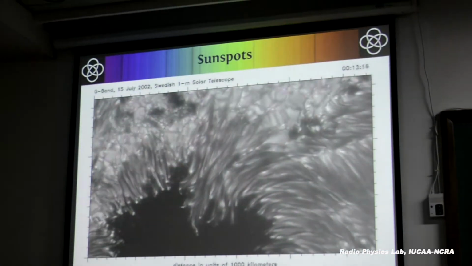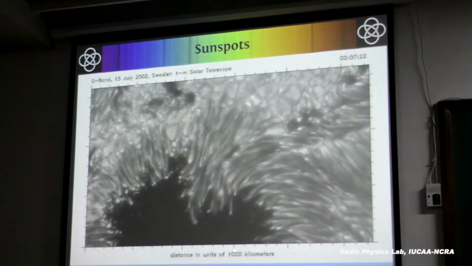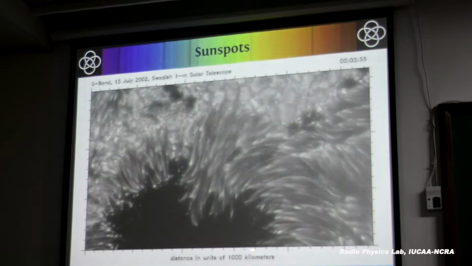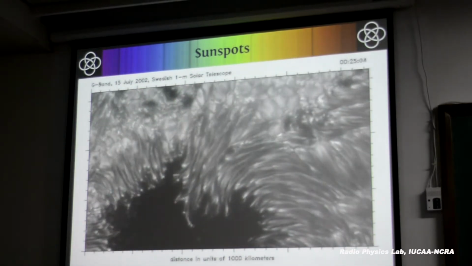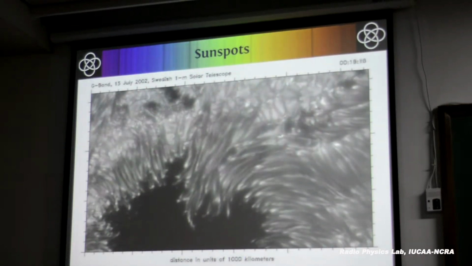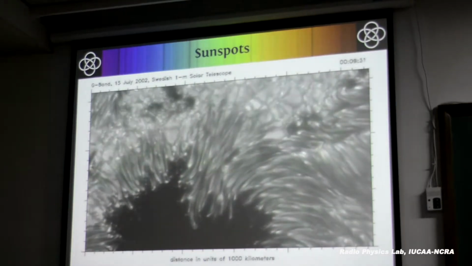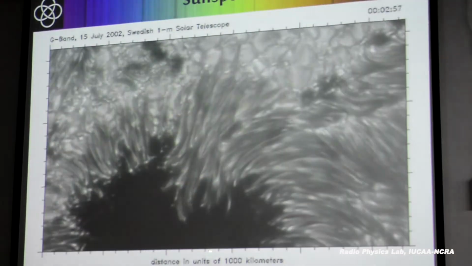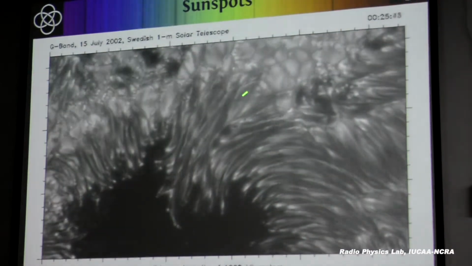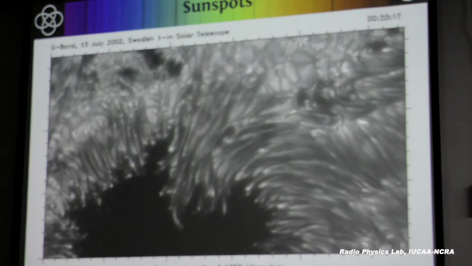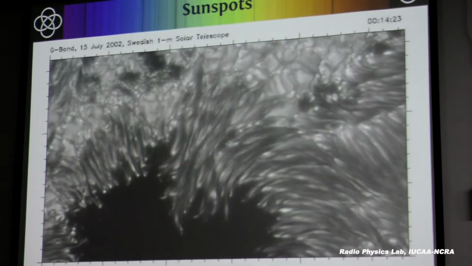What you're essentially seeing, so this is units in 1,000 kilometers, okay? So count here how big is the sunspot, right? You see these convection cells, and see these filamentary structures going in and out of the sunspots.